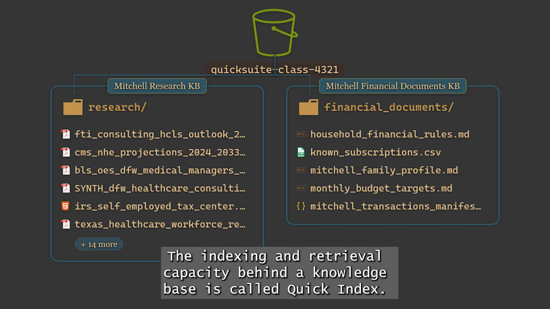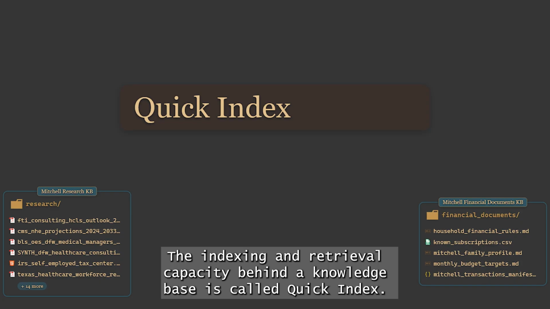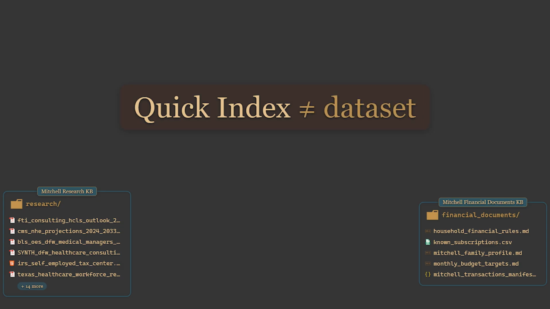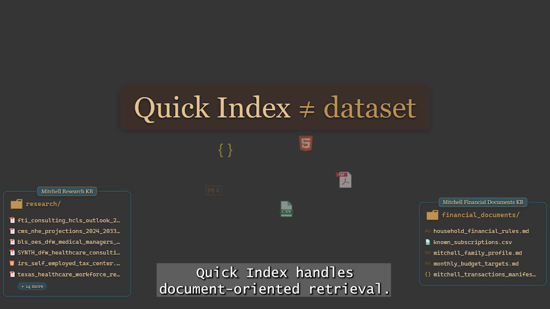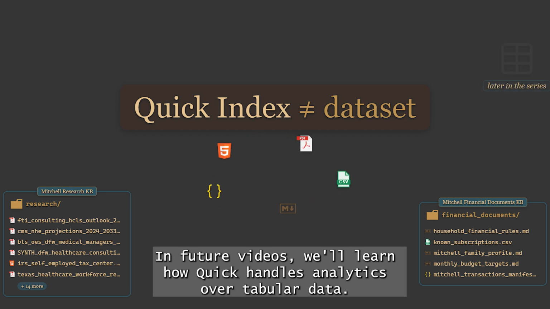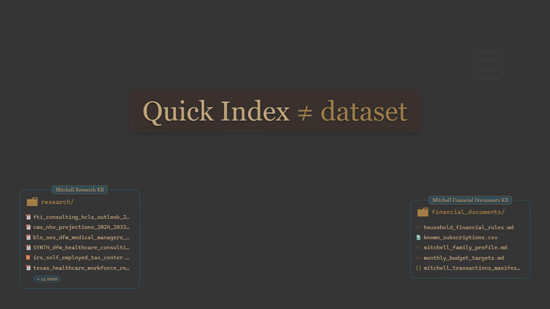The indexing and retrieval capacity behind a knowledge base is called Quick Index. It's important to note that a Quick Index is not the same thing as a dataset. Quick Index handles document-oriented retrieval, the unstructured stuff such as policies, rules, and profiles. In future videos, we'll learn how Quick handles analytics over tabular data.